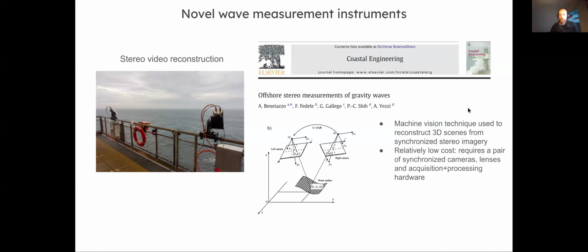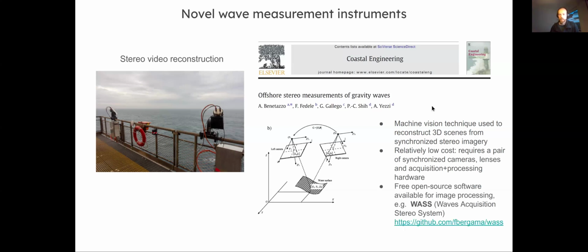So this technique is also relatively low cost. All you need is basically a pair of synchronized cameras. You need some lenses, and also you need some hardware for doing the actual acquisition and processing. There's also some very useful open source software available for this kind of image processing. We've had really good results from using the Waves Acquisition Stereo System, or the WAS software, which is developed by some researchers in Italy.